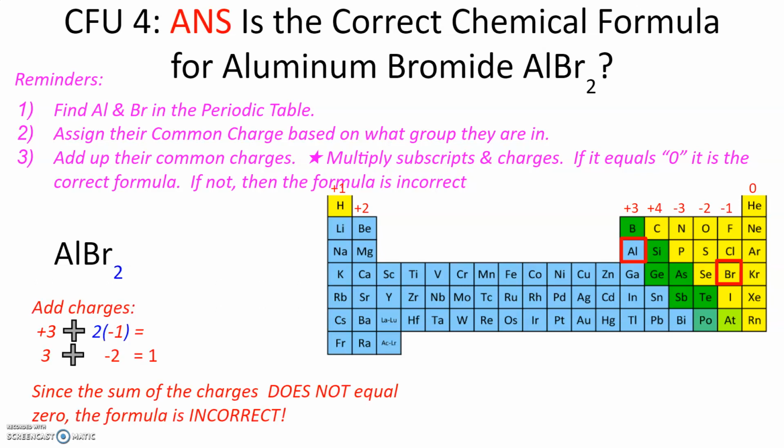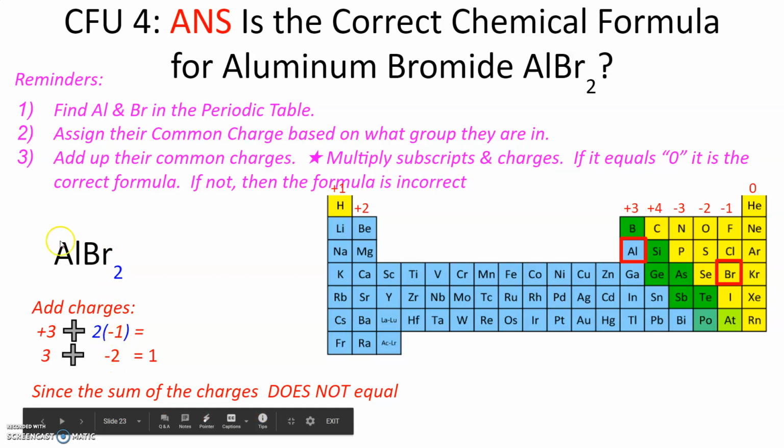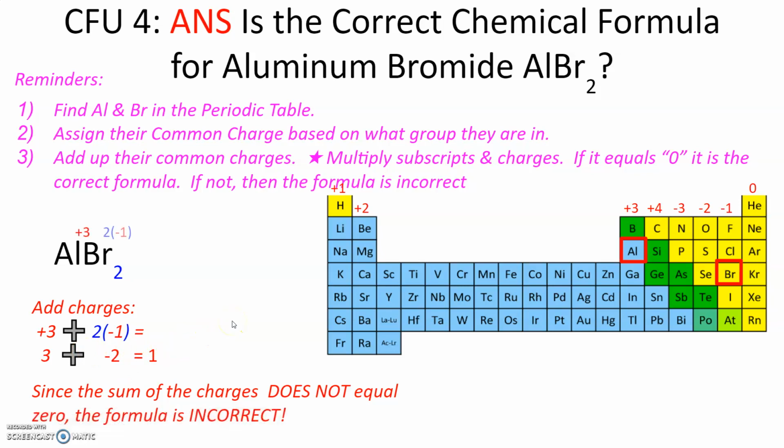Okay, so the answer here is this formula is incorrect, and that's because when you look at the formula, aluminum has a +3 charge, bromine has a -1 charge. If you were to multiply the subscript of bromine with its charge, -1, it'll give you a -2. The aluminum is just +3. If you combine those two together, you get a +1, not a 0. So the overall charge is not 0, it's +1. So this is an incorrect formula.